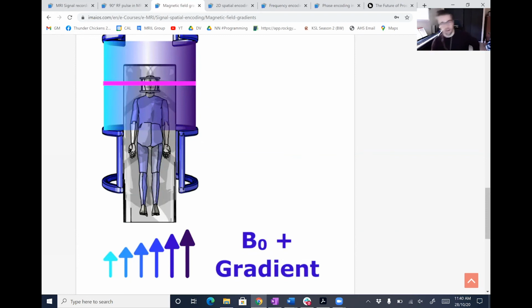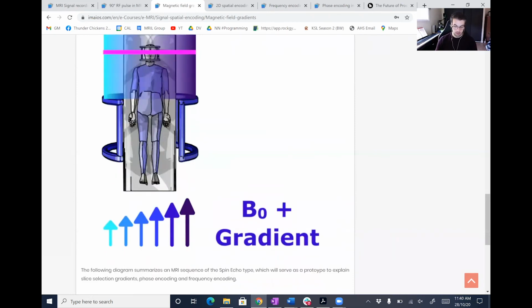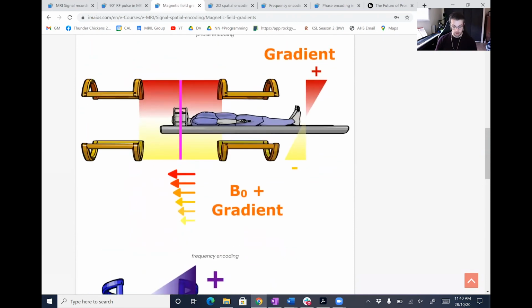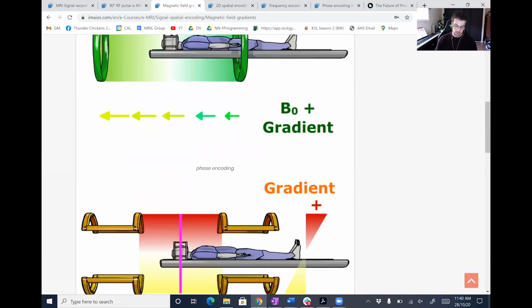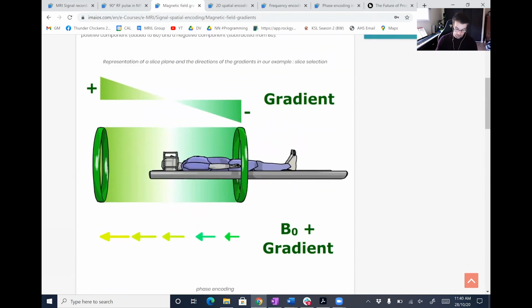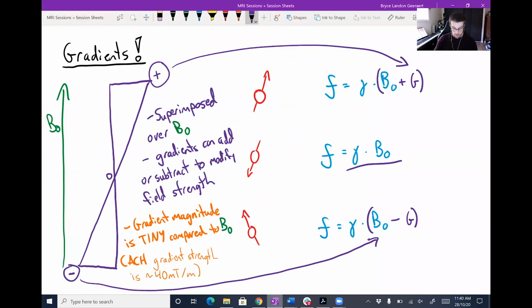So hopefully I've said that enough times for it to stick, but if not, totally fine. I'm sure I'll mention it again in the future. But this is the idea of gradients. These are generated by other coils called gradient coils in the MRI machine. It's not done by our superconductive giant main magnetic field coil. They're separate. And now let's talk about how we use them.